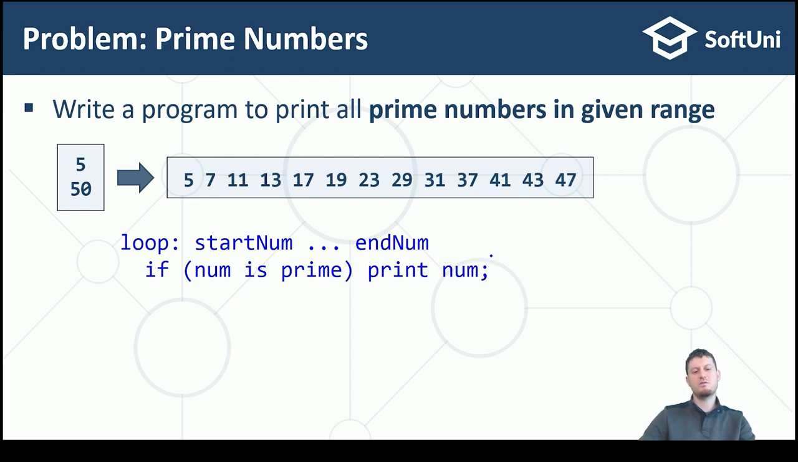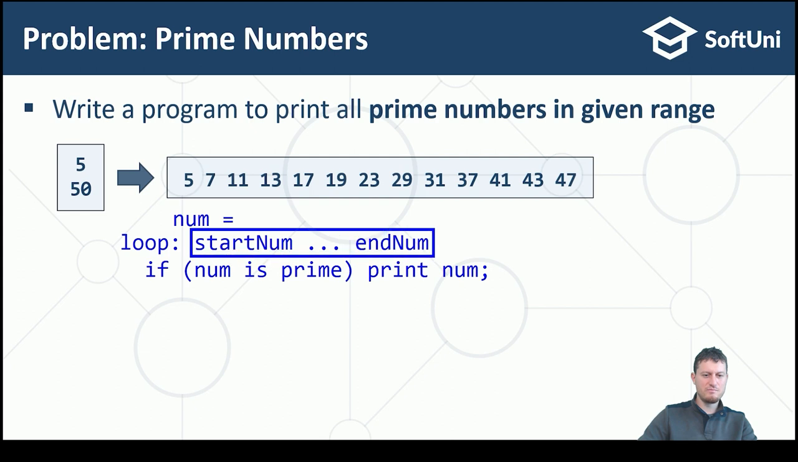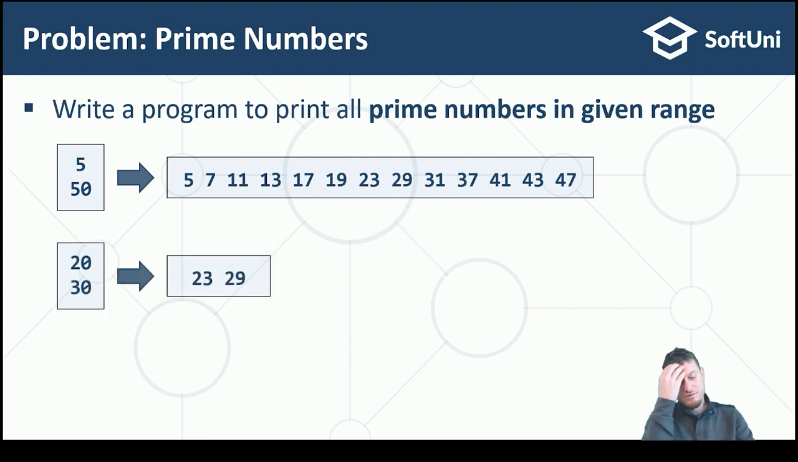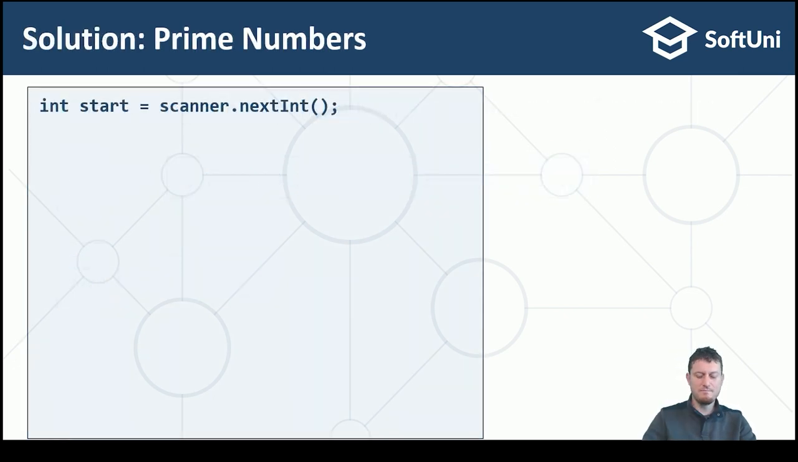This is not code. This is a loop for num in this range. Okay, but this is the idea that we can use. Just have a loop, and for each number within the range, check whether it's prime or not. If the range is 20 to 30, 23 and 29 is the result.